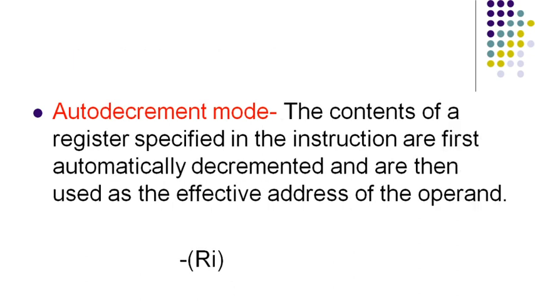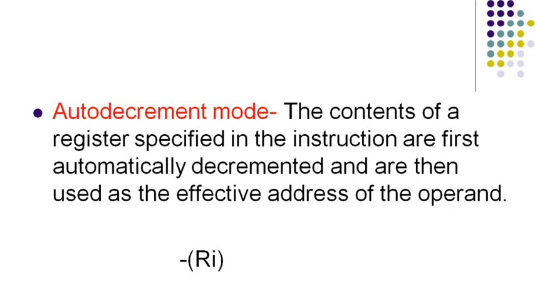The next addressing mode is auto decrement mode. The contents of a register specified in the instruction are first automatically decremented, and then it is used as the effective address of the operand. In case of increment, we are going to access the register first, and then we are going to increment the contents of the register. But in this case, first we are going to decrement the contents of the register, and then we are using that value. It is like post increment and pre decrement.